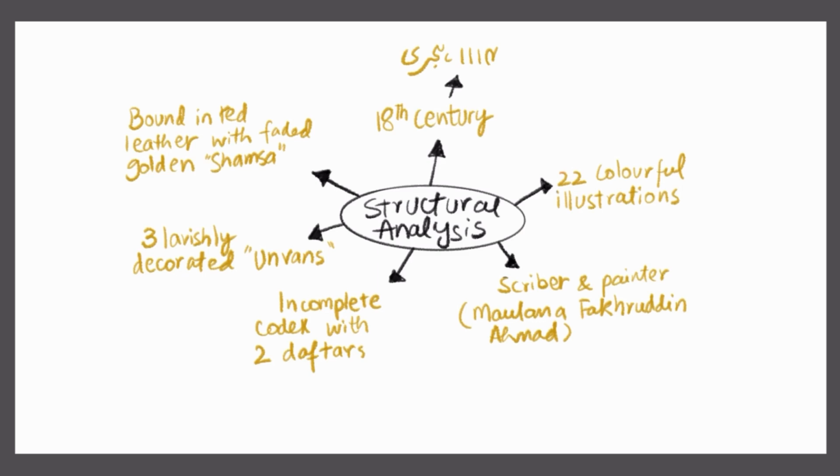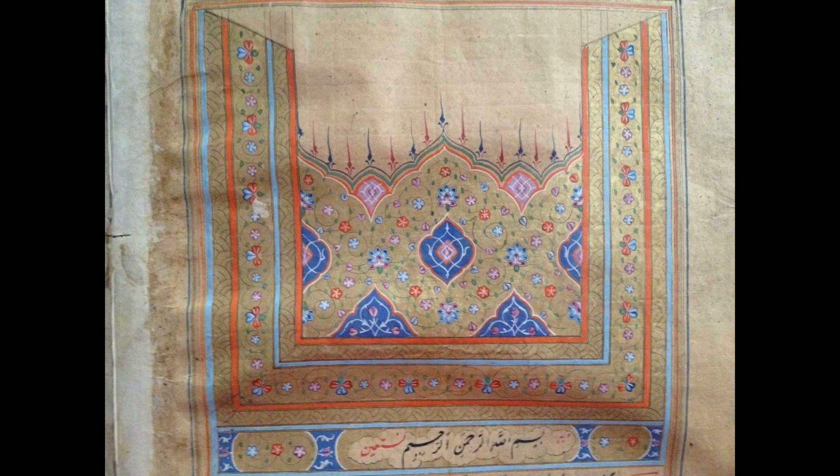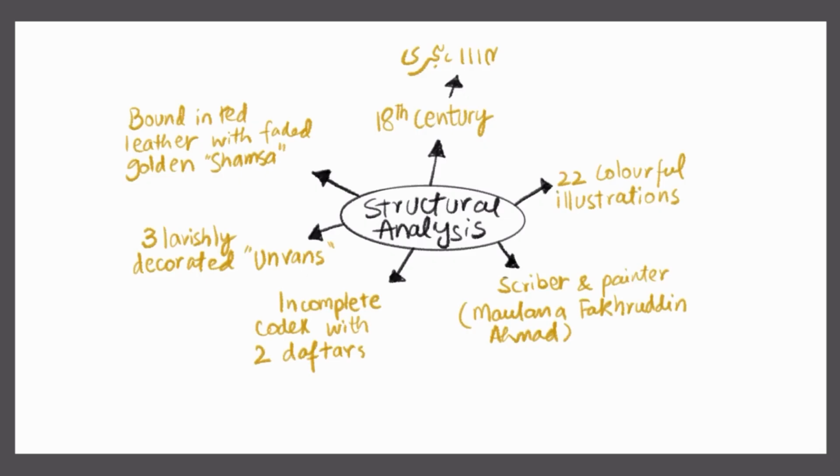The key painter of these professionally executed miniature style paintings is the scribe himself. It has been divided into 2 daftars, which are parts. 3 lavishly decorated unwans, titles, are done in traditional style: one at the preface, another at the start of the prologue, and a third at the start of the second daftar. The manuscript is bound in red leather with traces of a golden shamsa, which is a central medallion, inscribed on its cover.